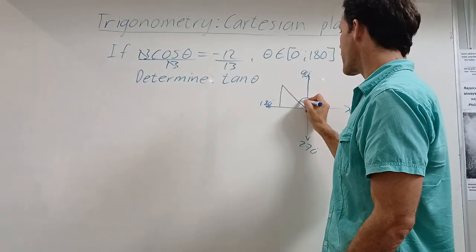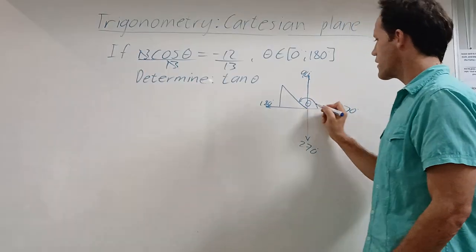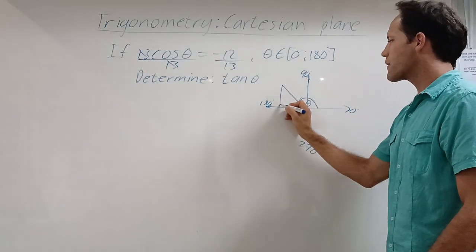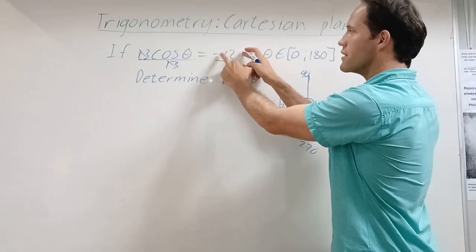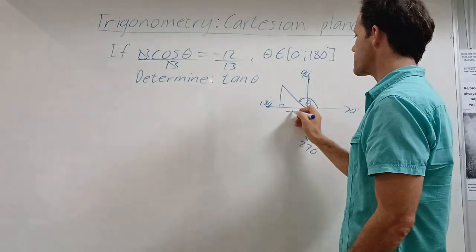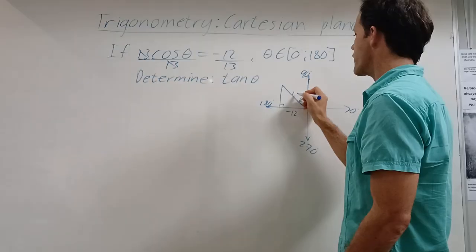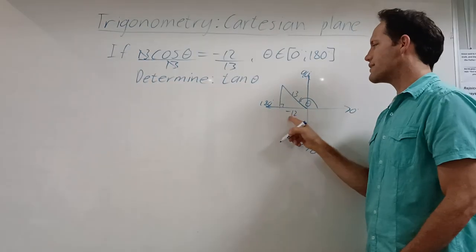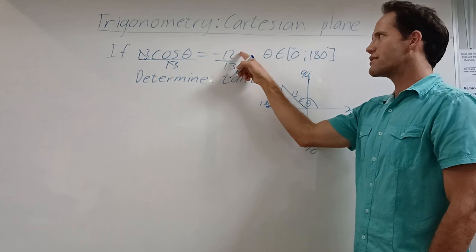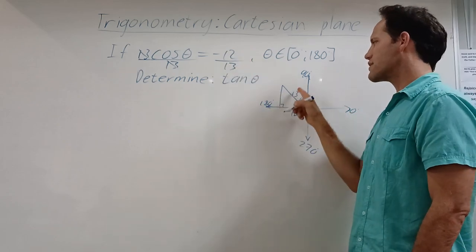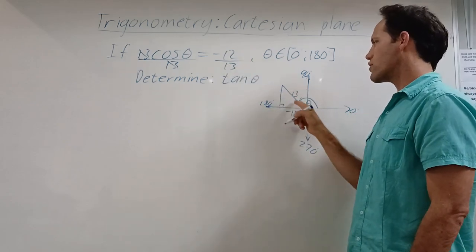So that is my theta. This is my angle theta. And now I can say cos is adjacent over hypotenuse. So this must be negative 12, and this must be 13, adjacent over hypotenuse. I've got my adjacent side and my hypotenuse side, and adjacent over hypotenuse is cos theta.